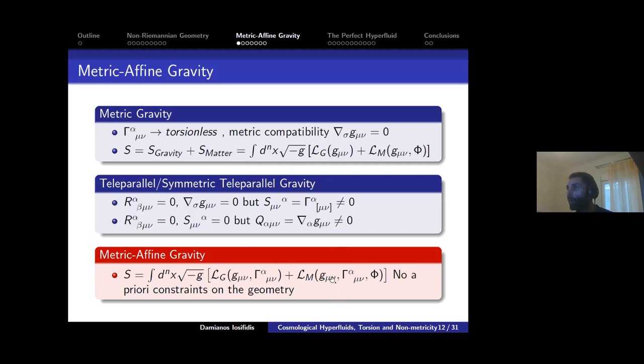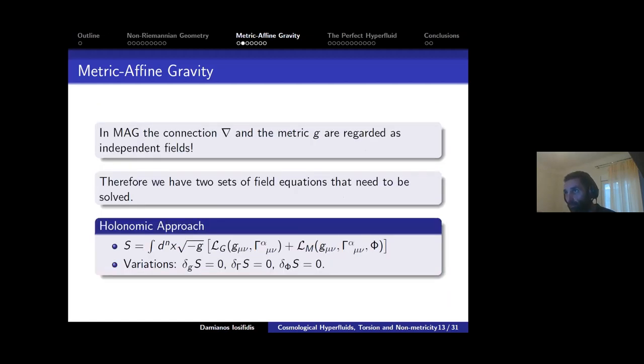But now, if we have a matter that couples to the connection, we have many new interesting results. And as we shall see, this fact defines a new tensor, which has to do with the microscopic properties of matter. And this is what we are going to discuss. So again, we have the connection and the metric as independent fields. And in order to get the field equations, we vary with respect to both of them and also for the matter field. And this is the holonomic approach.